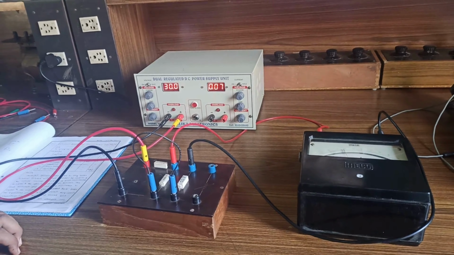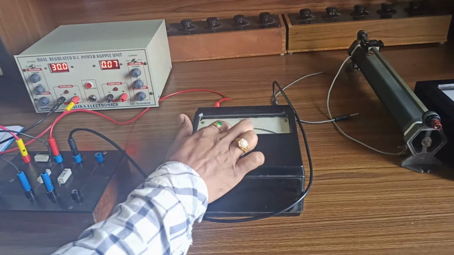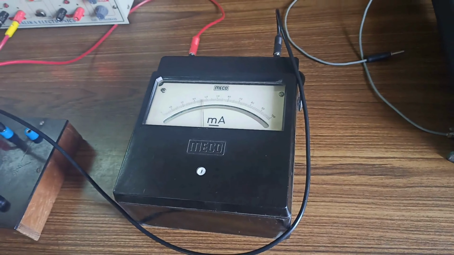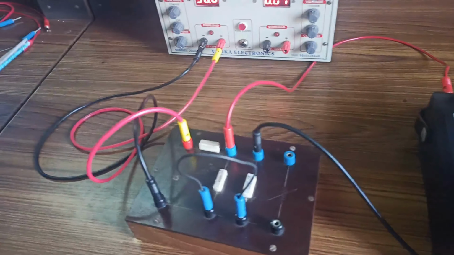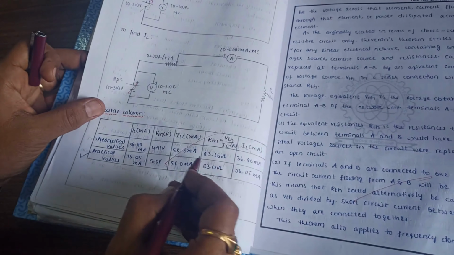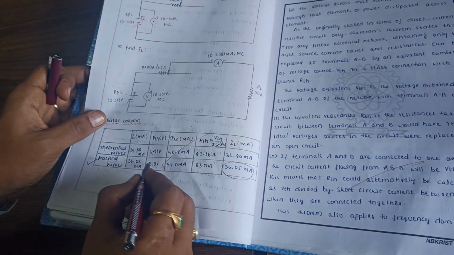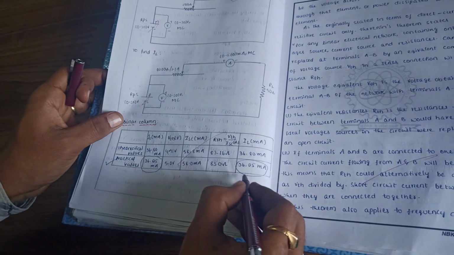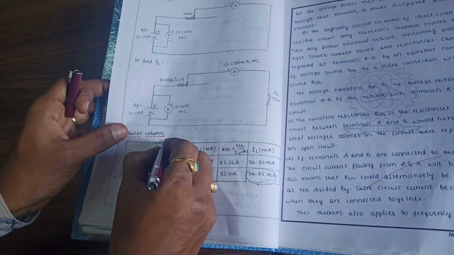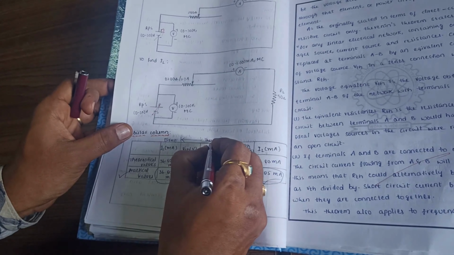The applied voltage is 30 volts at the input port, and now you can see the direct current. Okay, 35, 36, 37, 38 milliamperes. Here you can see the tabular column. We have to fill the tabular column with the practical values. The current you have got is 36 milliamperes, the practical value by the direct method, and by Thevenin's theorem you have to get 36 milliamperes. So this is the IL current by the direct method.